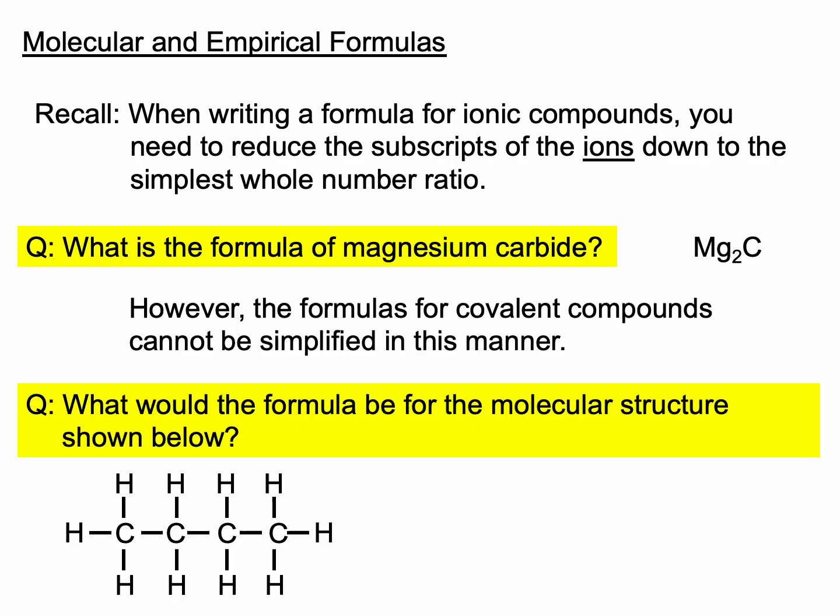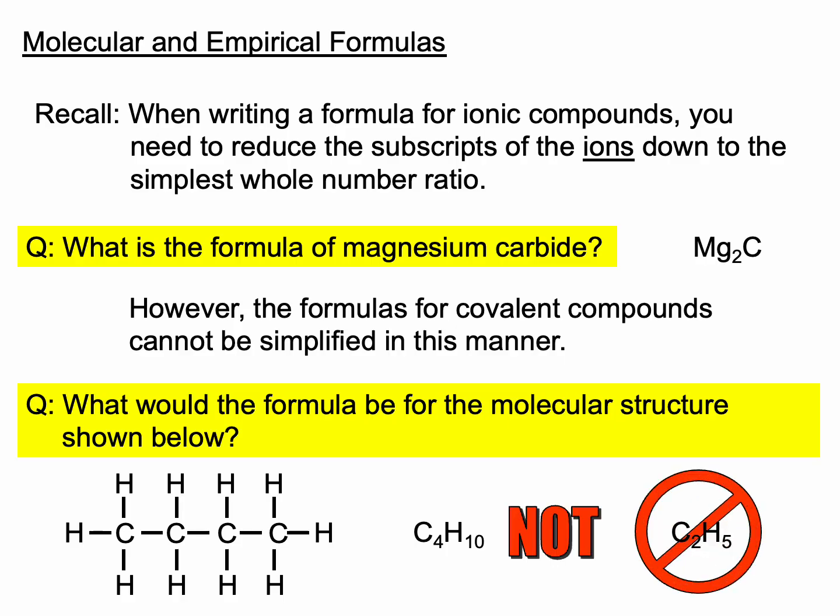So what would be the formula for the molecular structure for this compound? What you would do is you would just count up the number of carbon atoms. So we have 1, 2, 3, 4 carbon atoms, and then we have 4, 8, plus 2 more hydrogen atoms, so that would be C4H10. You would not simplify this down to C2H5 because that's not how many carbons and hydrogens it has in it.